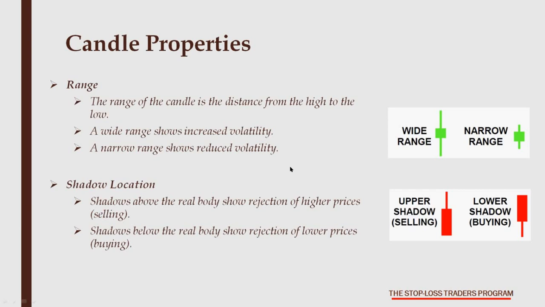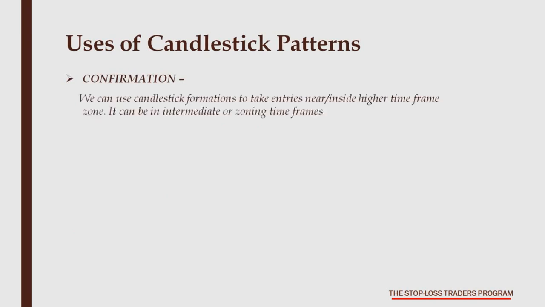And basically, friends, there are majorly two types of uses of candlestick patterns. First one is where you look for confirmation. We can use candlestick formations to take entries near or inside higher time frame zones. It can be in intermediate or zoning time frames. The candlestick patterns can appear on intermediate or zoning time frames, totally up to us, right?